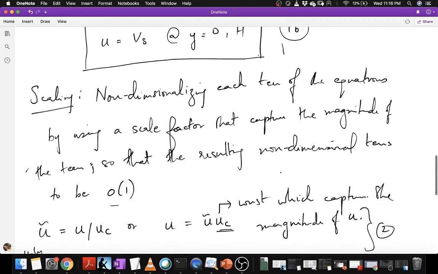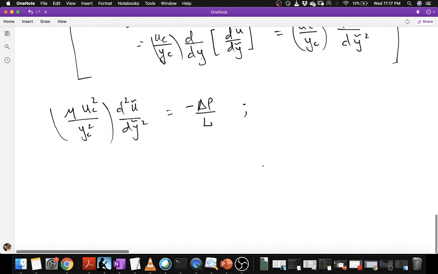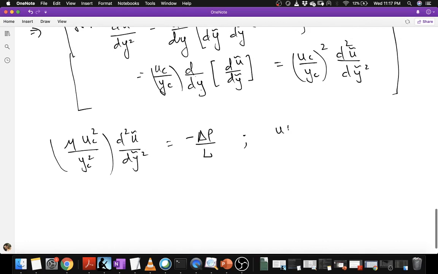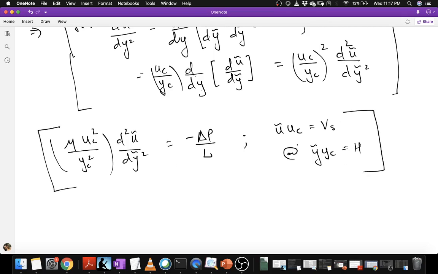Alright, and the velocity boundary condition becomes u tilde times u characteristic is equal to the slip velocity applied at, and I should non-dimensionalize the boundaries as well, at y tilde times yc is equal to h. Sorry, I missed the tildes. Yes. Okay, so this is my equation right now, the governing equation and boundary condition.